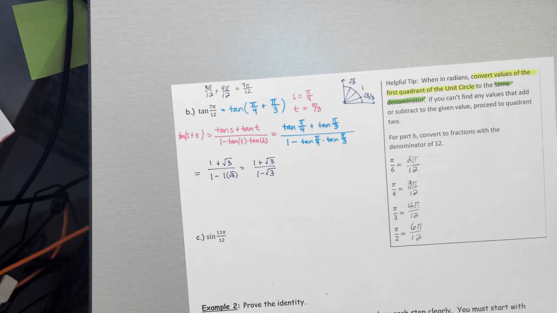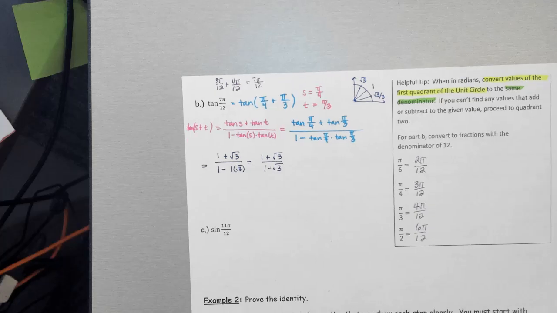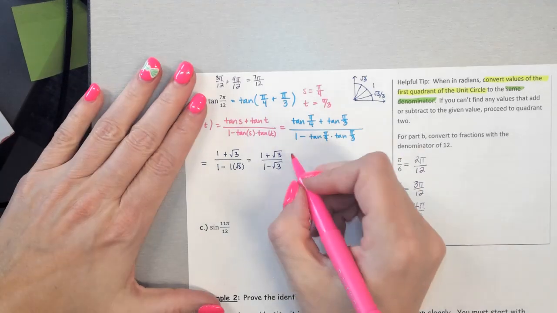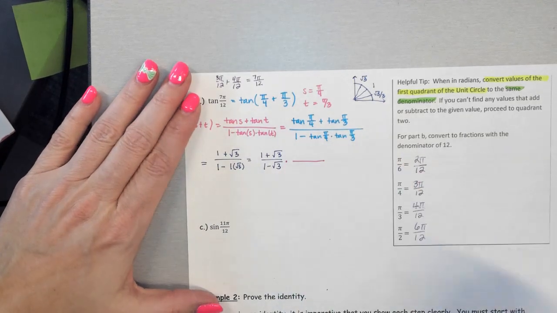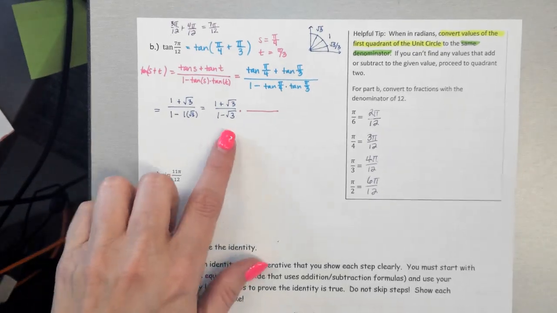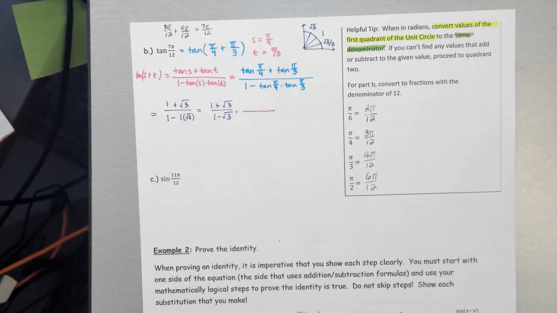If you have to use the root 3 over 3, which you will sometimes, you do have to get a common denominator, and you'll have to simplify that. And then you are going to need to rationalize. To do that, you're going to multiply by the conjugate of the denominator. So I want you to write that down and then go ahead and multiply.